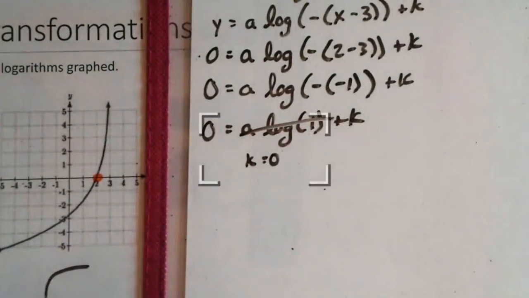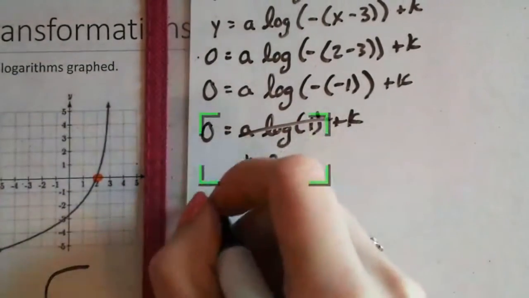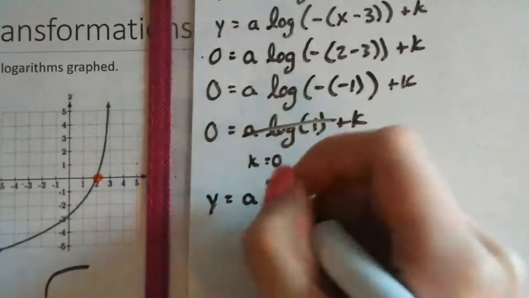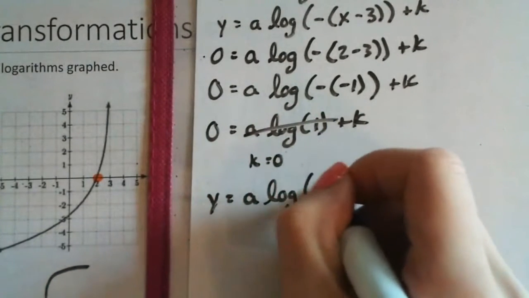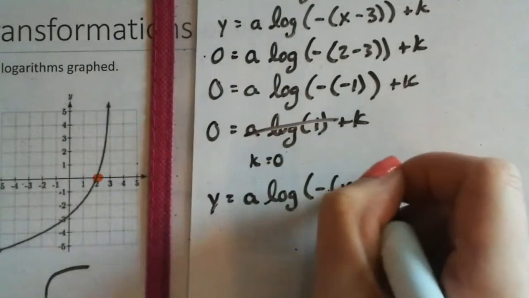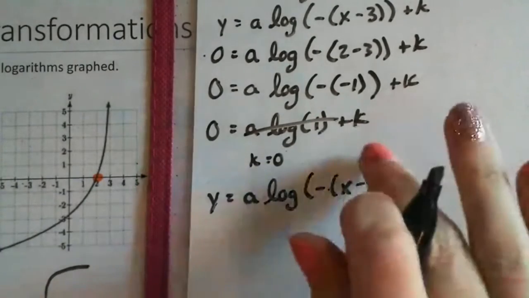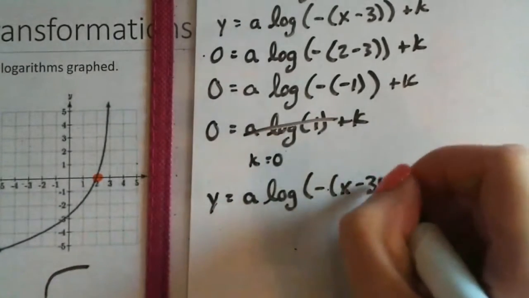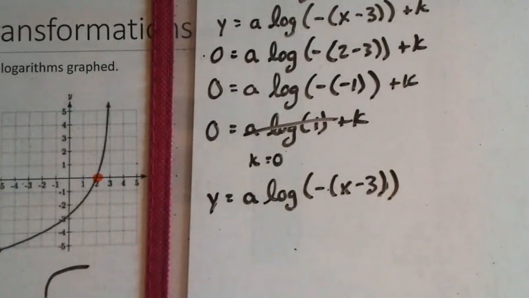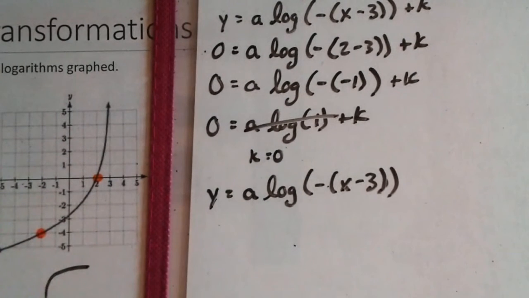That looks familiar. If k equals 0, we can plug that in, and we get y equals a times the log of negative x minus b. Oops, we said that b is 3. And then we don't have our plus k at the end anymore because it was 0. So I need another point on this graph. It looks like it goes through (negative 2, negative 4). So let's plug that in.